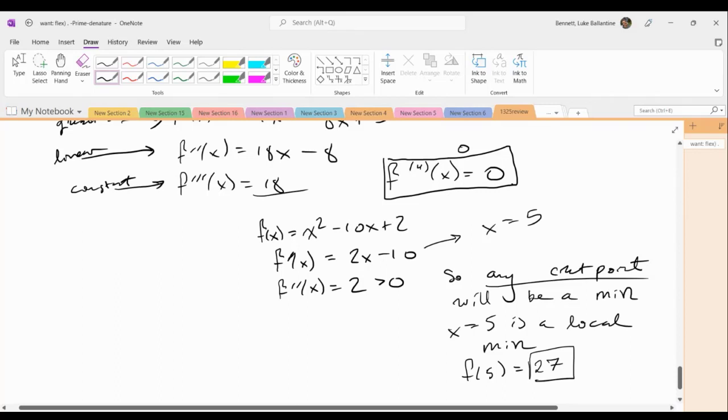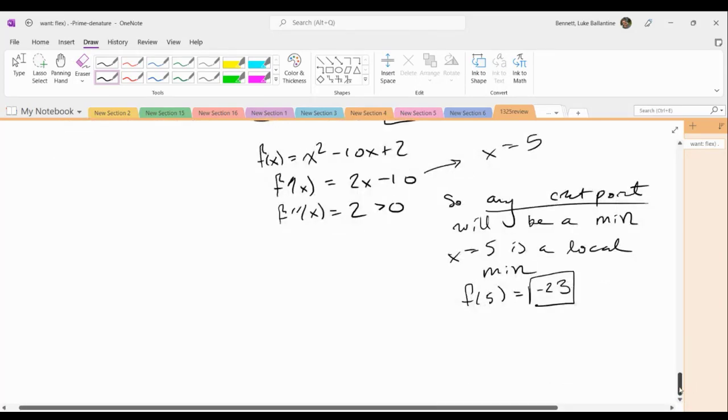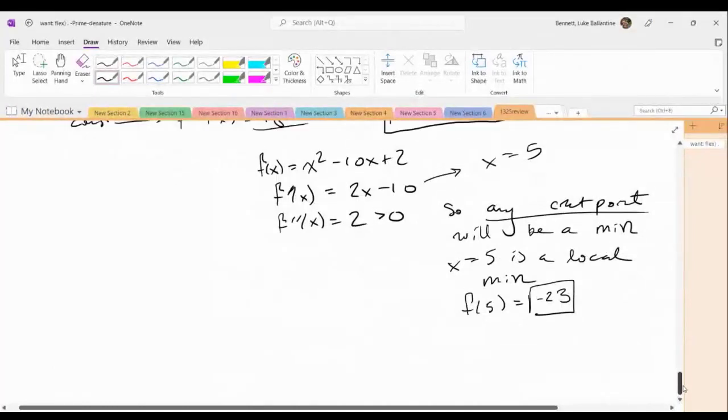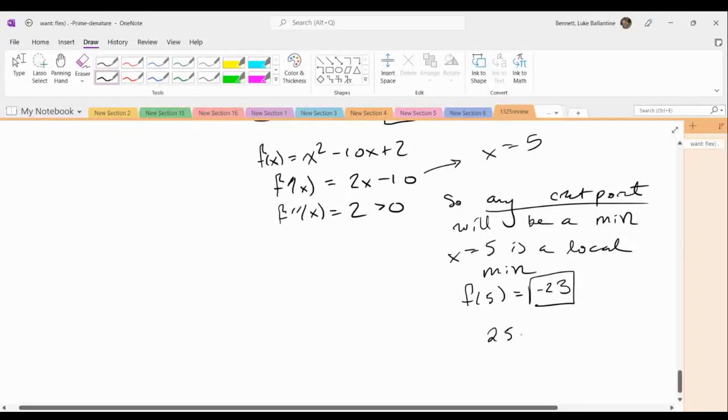Is that right? That's not right. 2x minus 10. It should be negative 23, I think. Oh. That explains it. Thank you. Yeah, of course. Yeah, so I did all the work right, and then I just plugged in the number wrong. Because this is 25 minus 50 plus 2. This is negative 25 plus 2. This is negative 23.